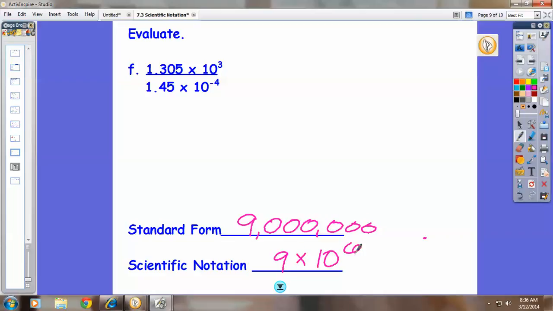Very good. Just a reminder that if you have a negative exponent, that's going to make your answer really small. If you have a positive exponent in scientific notation, that's going to make your answer really big. Today on your homework, I am asking you to do both standard form and scientific notation, just as the directions will indicate. I do have some problems for you to try. They're out of your book.